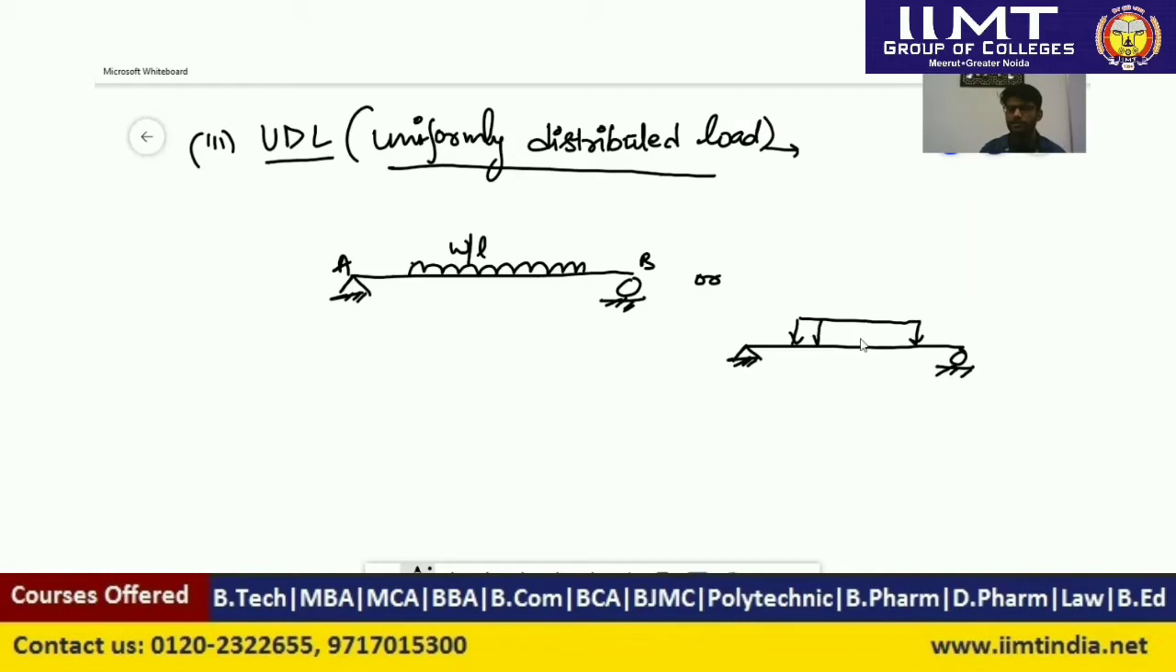As it can be seen from the figure, the load is of uniform intensity from its one end to the other end. From its one end here to another end, it is acting uniformly. So these types of load are known as uniformly distributed load.